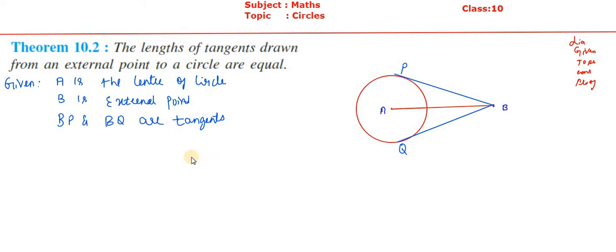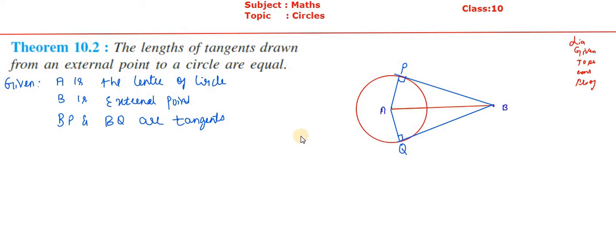Is there anything to do in the construction part? We'll do one thing: join AP and AQ. If we join these, what are we going to get? This is 90 degrees, and here this is also 90 degrees.